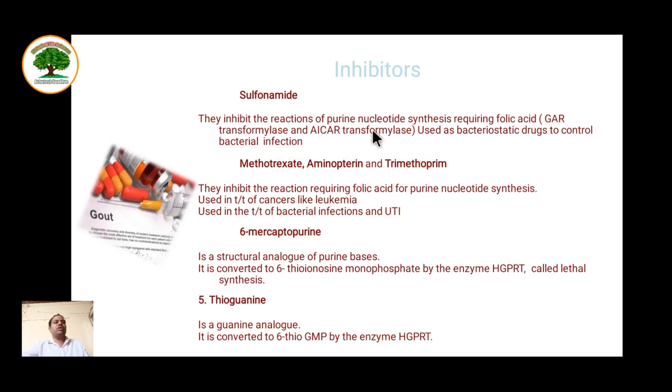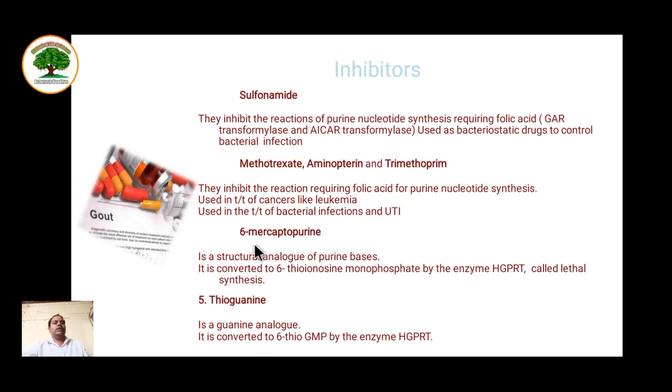So in bacteria, this drug is used to stop the formation of nucleotide, thereby killing the bacteria. The class of drugs such as methotrexate, aminopterin, and trimethoprim is used. They inhibit the reactions requiring folic acid for purine nucleotide synthesis, and are used in treatment of cancers like leukemia, and in treatment of bacterial infection or urinary tract infection. What will happen? This will not allow the synthesis of nucleotide in case of leukemia, thereby making the cell die, as there is no nucleotide synthesis occurring.